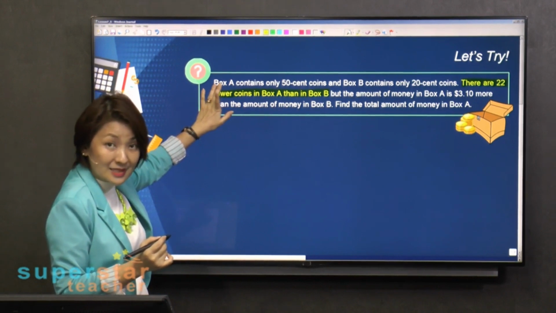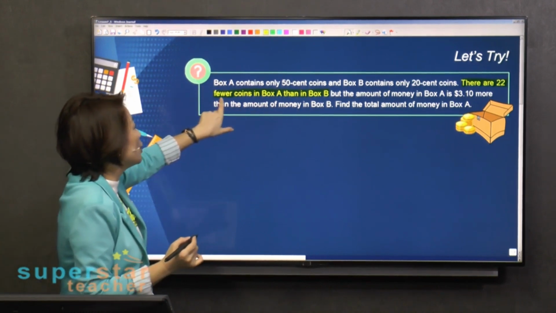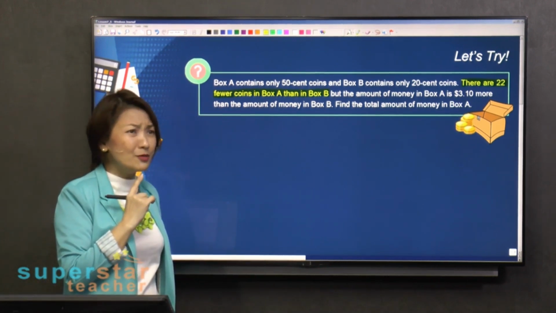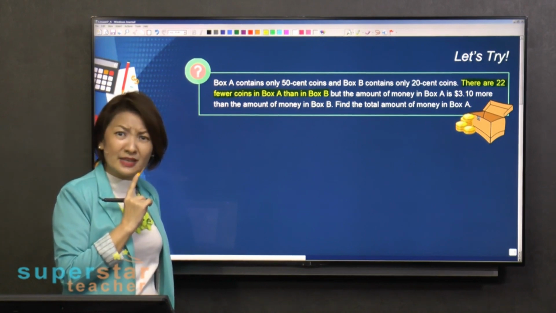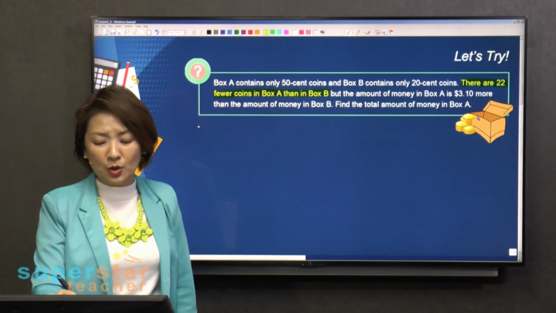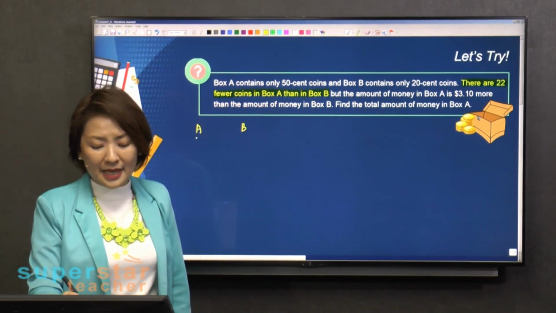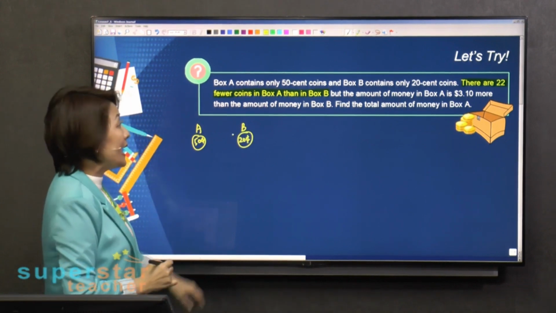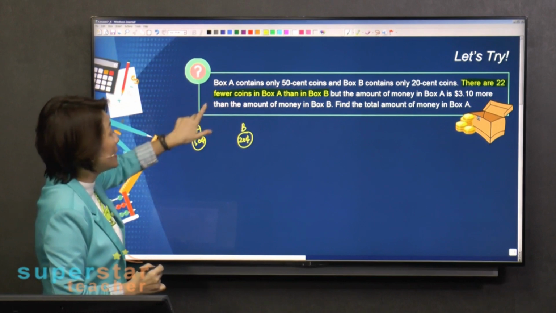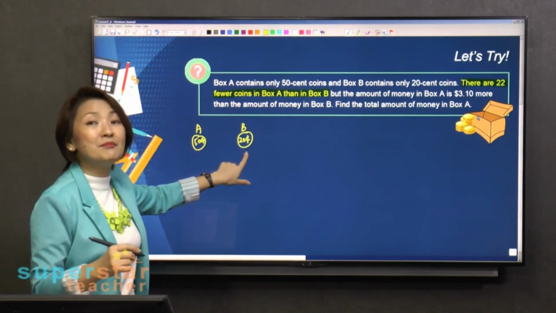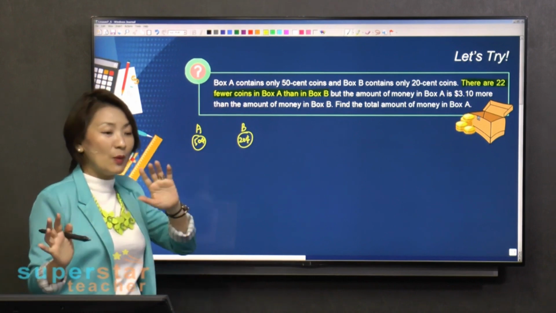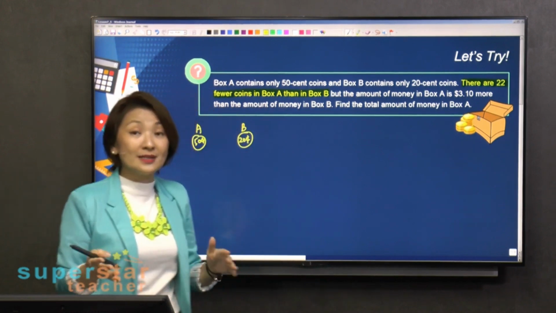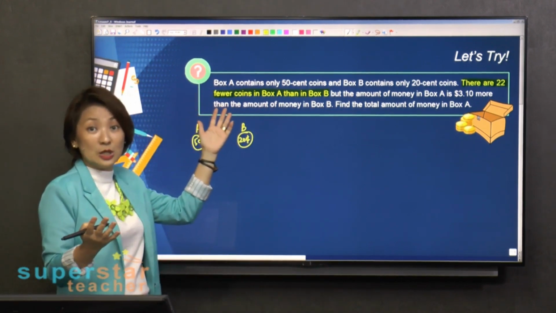But you have this thing: there are 22 fewer coins in box A than in box B. So you can do a really random, smart guess. How do you do it? Well, you know that you have box A and you have box B. Box A contains 50-cent coins, box B contains 20-cent coins. And they say the number is 22 fewer in A than in B. So I can make a guess. You know how in our usual guess and check, they give you a total, so it's very easy to just guess somewhere in the middle. But this one, there's no somewhere in the middle because there is nothing in total.